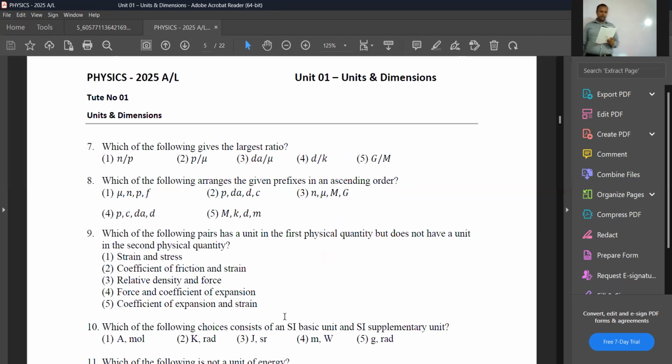Which of the following gives the largest ratio? Then you should have a clear understanding about prefixes. Nano. So what is the value of nano? N.